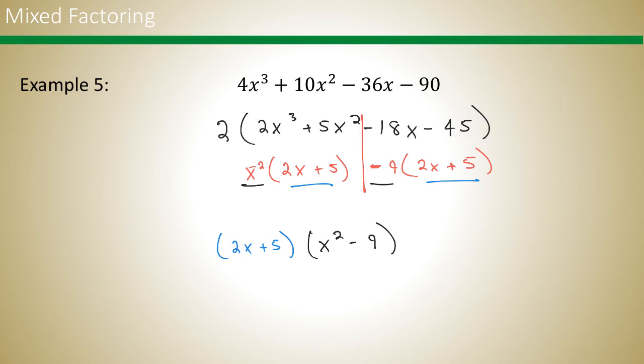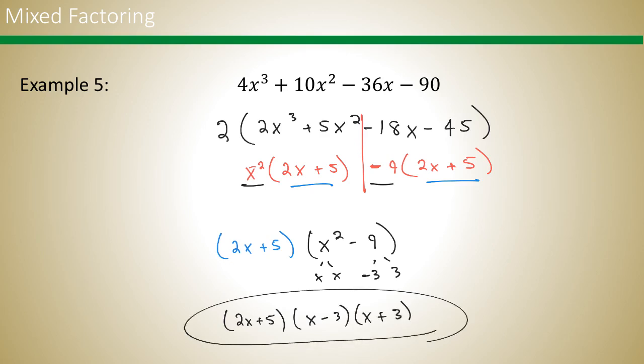Okay, I'm actually not done here because x squared minus 9 is also a difference of squares. So that breaks apart as x times x. That breaks apart as 3 times 3. One of those has to be negative. So our factors are 2x plus 5, and then we have x minus 3 and x plus 3. And that's it.